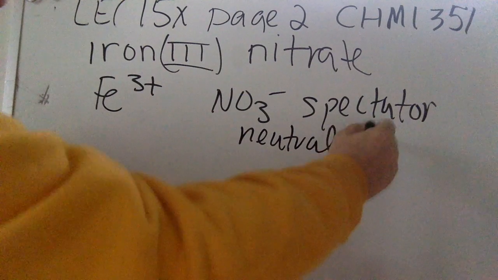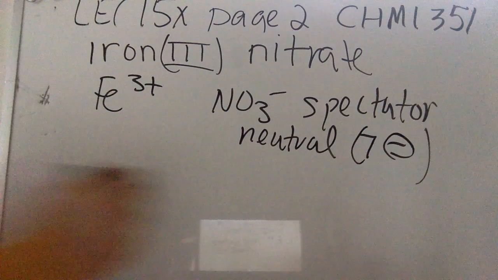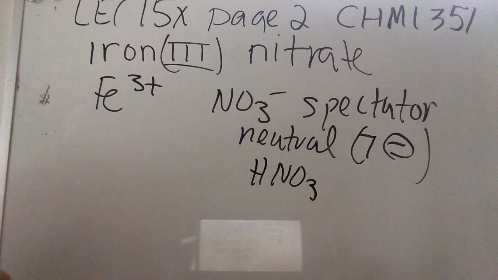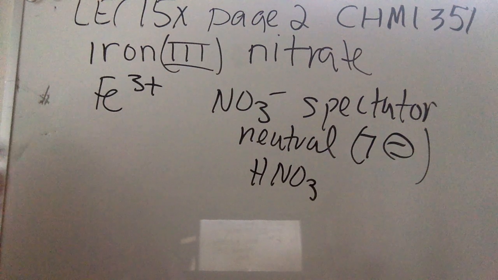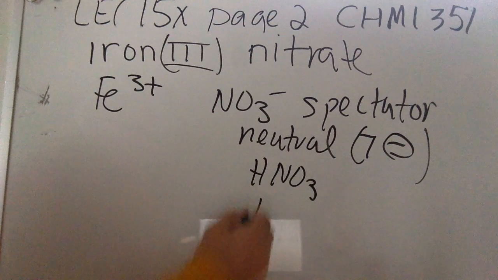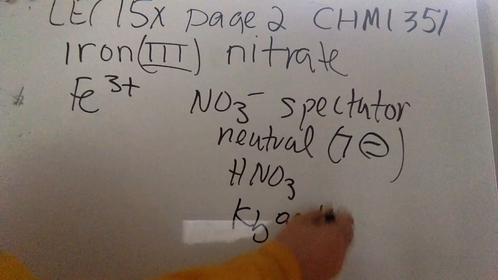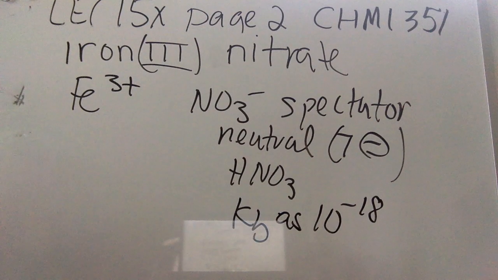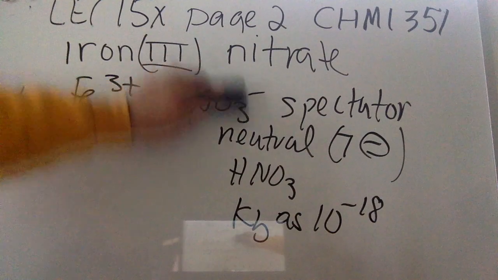Remember, it's one of the 7 anions that we consider spectators because it's a conjugate base of a very strong acid, nitric acid. That's why we consider its base properties very, very weak. I.e., again, it's Kb modeled as 10 to the minus 18 if we level things in water, if we use that model, for example. Okay, let's look at iron plus 3 now.